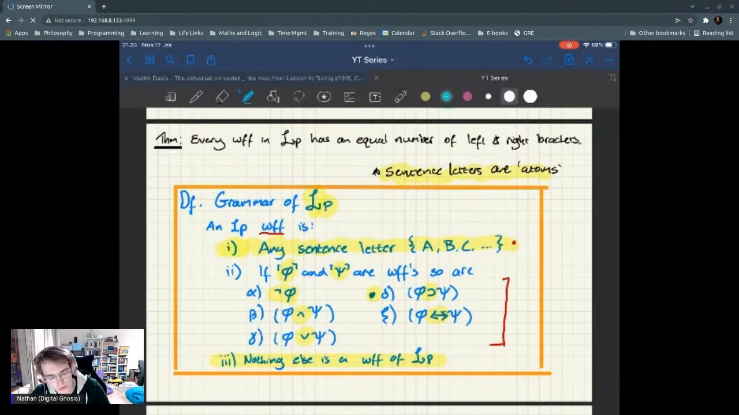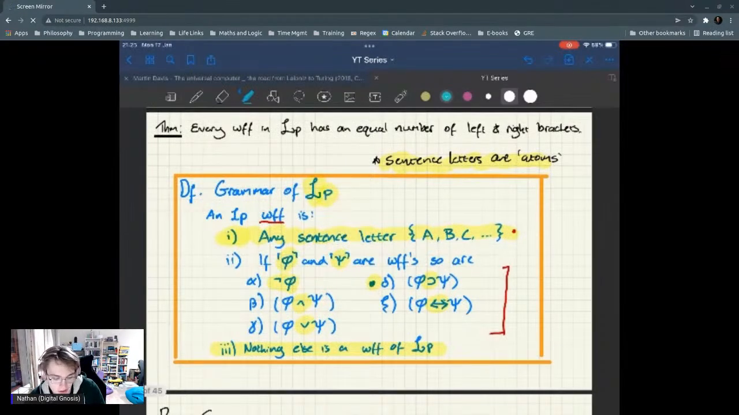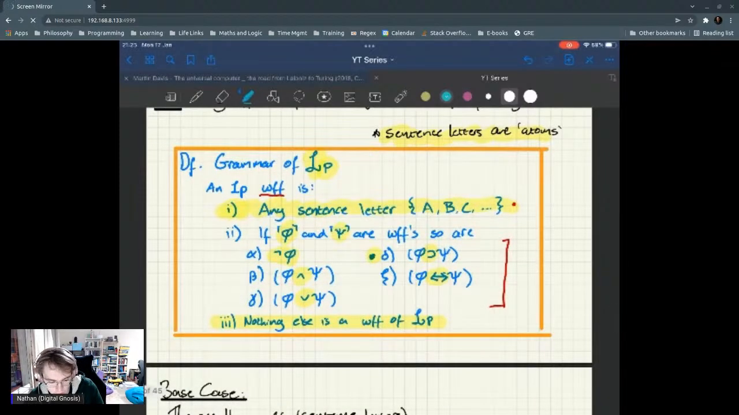But what we're going to prove is that every well-formed formula in our propositional language has an equal number of left and right brackets. So if you can't remember from the first episode, this is the definition of our grammar of our propositional language. So well-formed formulas are defined by any sentence letter, so A, B, C, and so on.